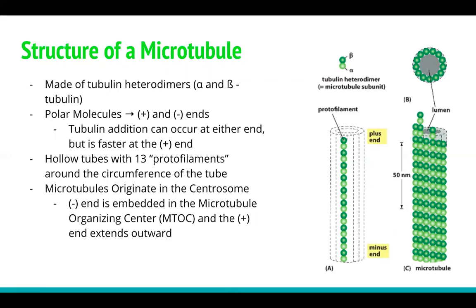So they're kind of just like these long tubes. You can think of them as like straws. It starts with protofilaments, and the protofilaments go around in a circle. And that's what makes the straw structure. So the microtubules originate at the centrosome, and the negative end is embedded in the microtubule organizing center, and the positive end extends outward.